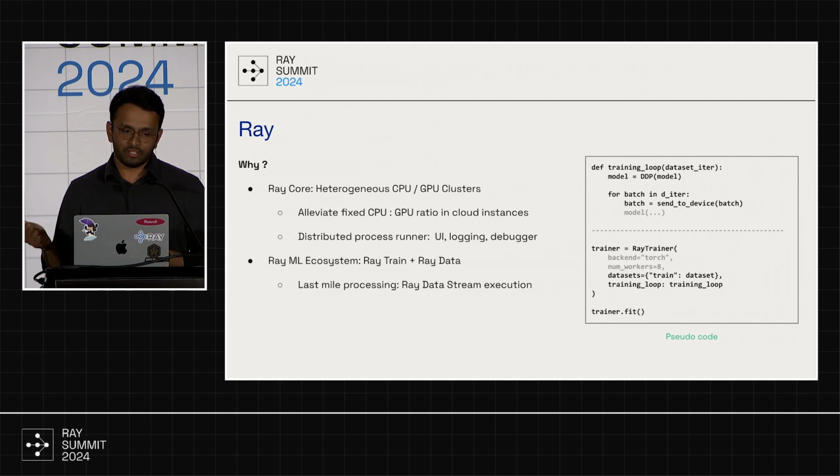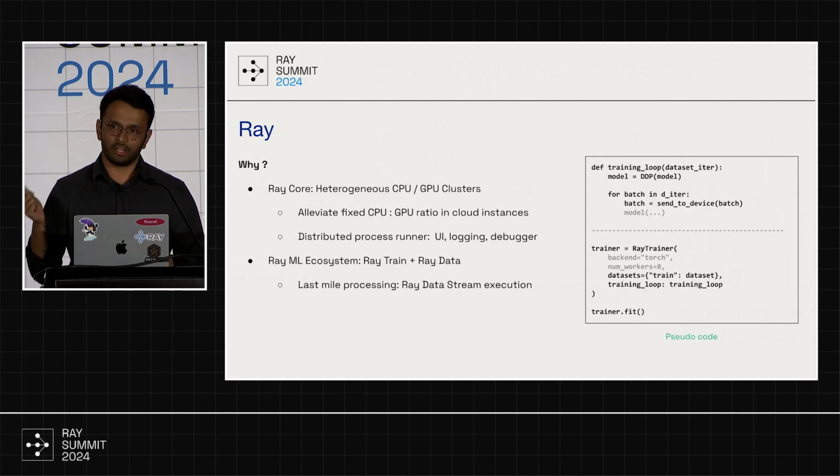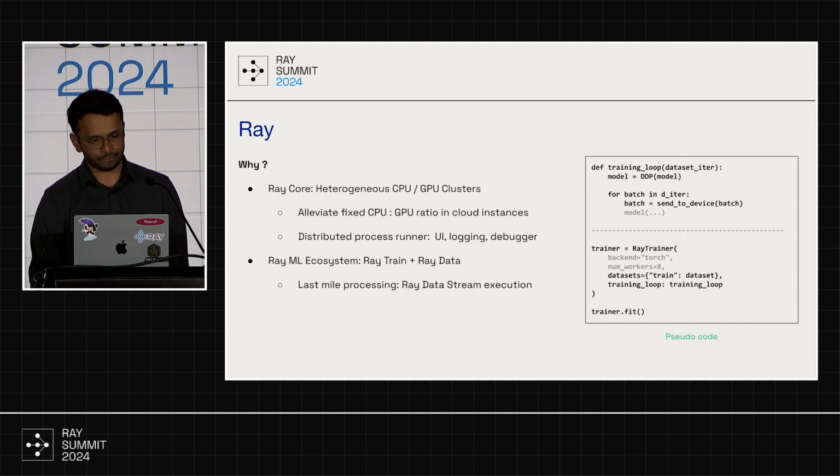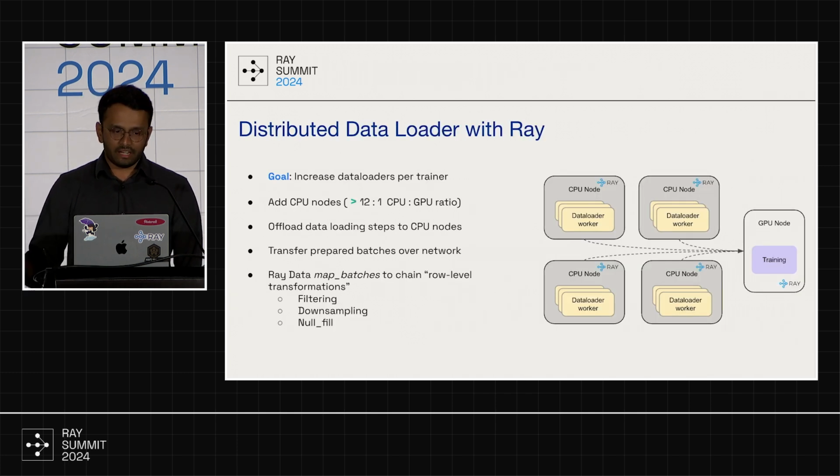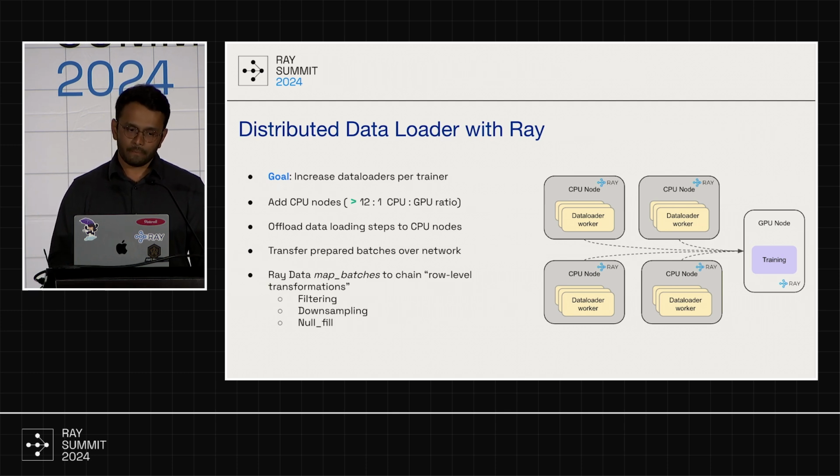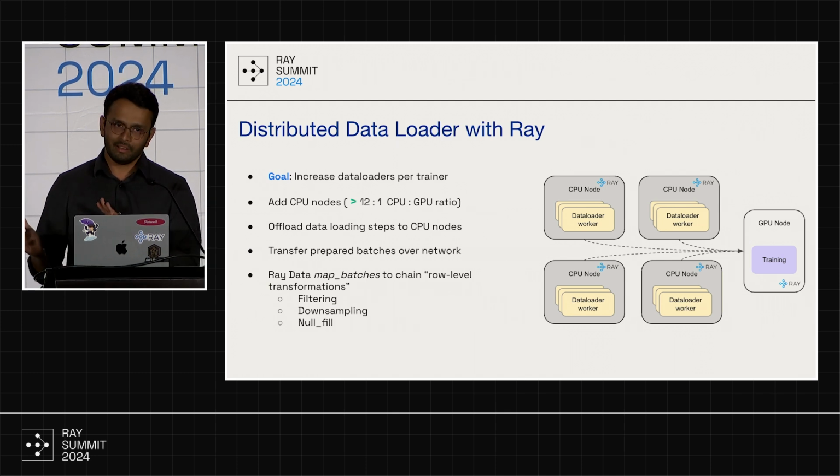And the Ray ML ecosystem was also of interest to us, particularly Ray data, because it allows you to express last mile data pre-processing. So what we set out to build is what we refer to as the distributed data loader with Ray. And the idea here is simple. We basically want to scale out the number of data loading workers that you have for every GPU trainer. And the way we do this is by adding 3 or more CPU nodes into the mix.